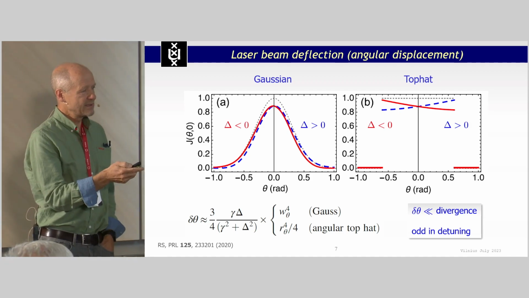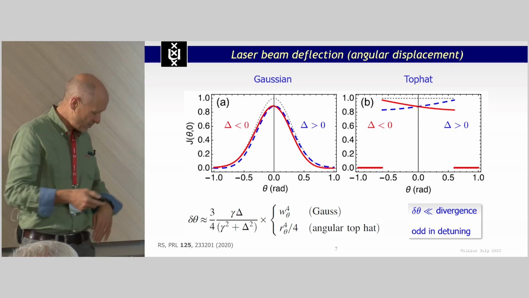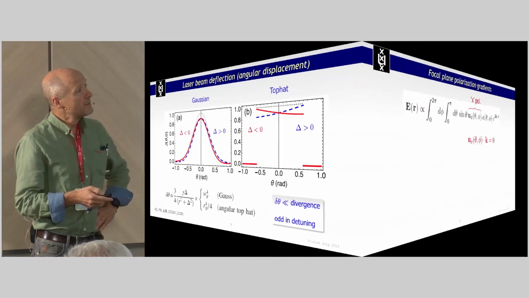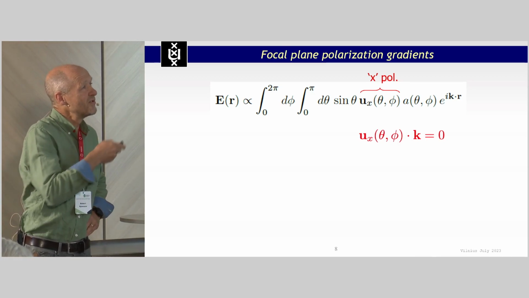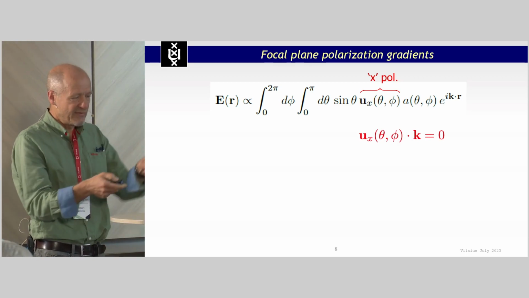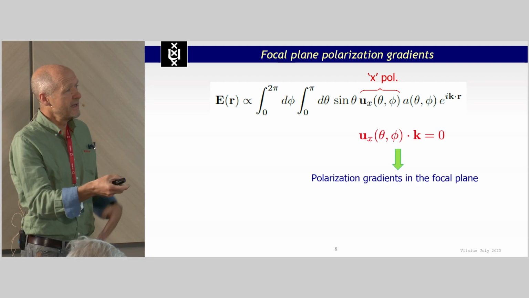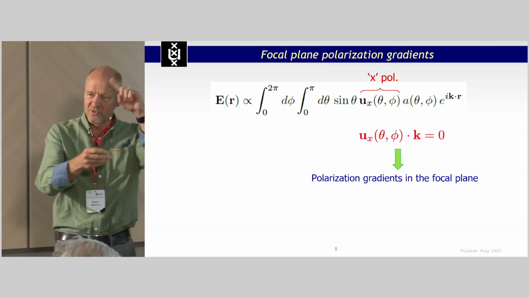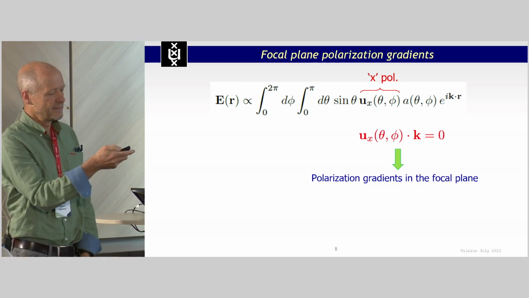Okay, but more importantly, we can use it. You can use this force that's associated with it. Okay, and for that we need to look at the focal plane polarization gradients. So what I said is that this polarization has to be different for different k vectors, and that means that in the focal plane you have all these polarization components together, and so you get polarization gradients.